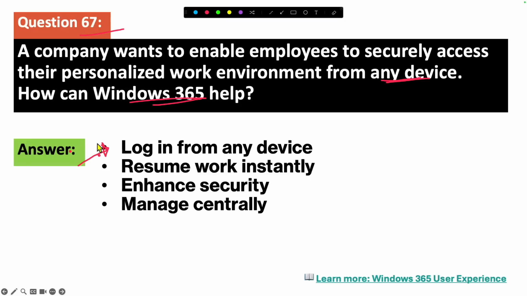That allows them to use the app experience, which allows them to use multiple screens and things like that. The next one is resume work instantly. I kind of showed that when I logged into the other Windows 365 instance, it already had some windows opened and ready for me. Because if I finish my work, I can close that window and I can walk away. I don't have to log off or shut down.